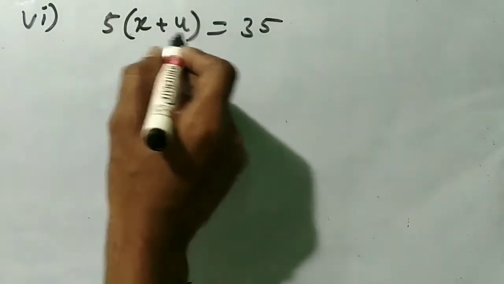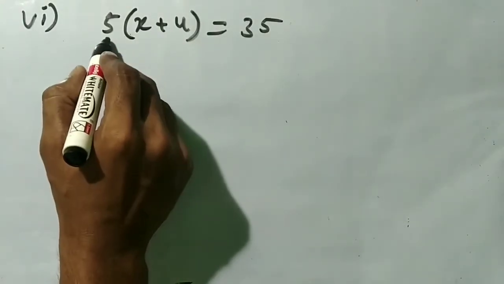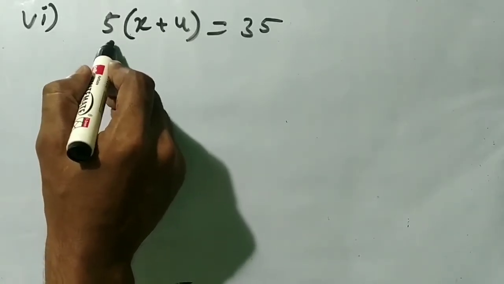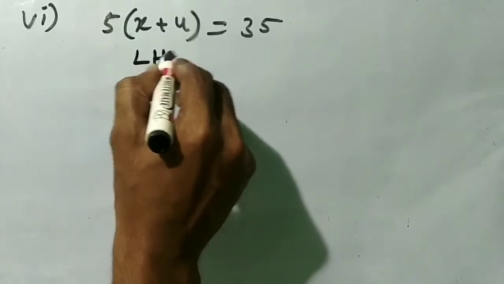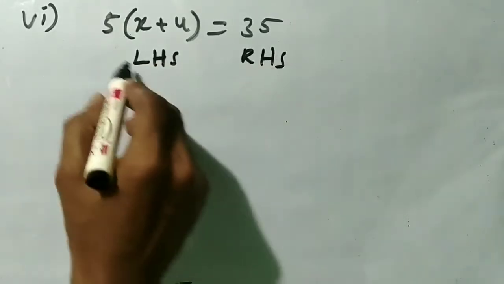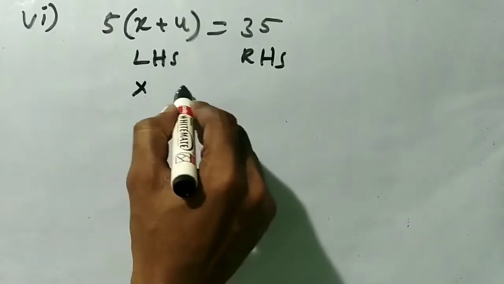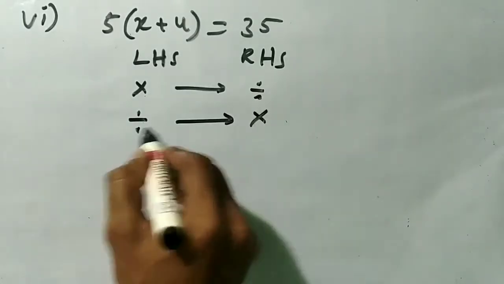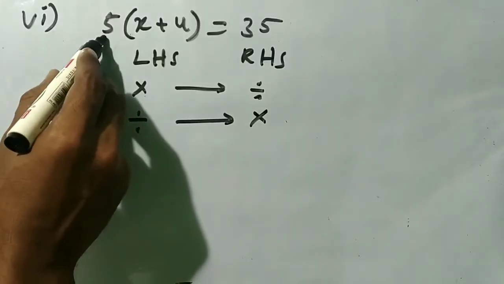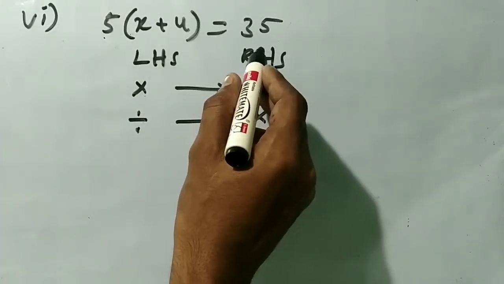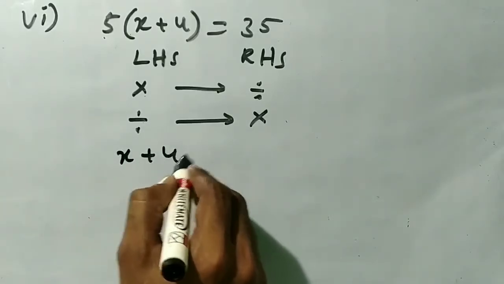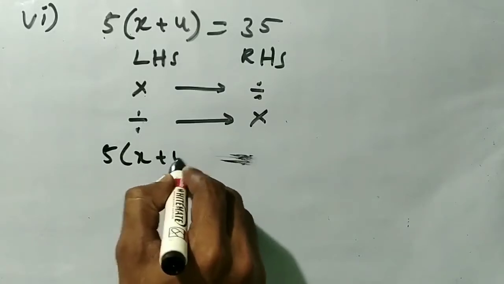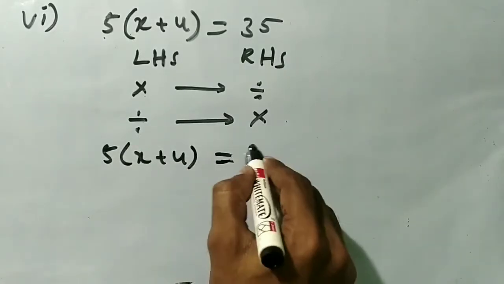So 5 into x plus 4 is equal to 35. Here the 5 is multiplying on the LHS, and this is the RHS. We know already that multiplication becomes division when it moves to the other side. So when 5 goes to the RHS, it becomes division.